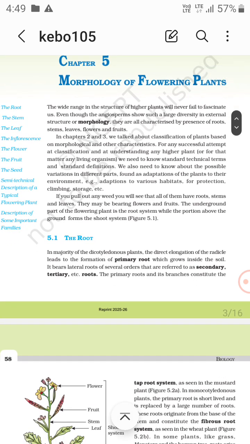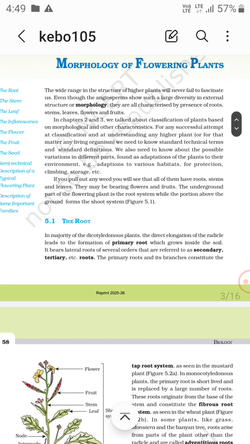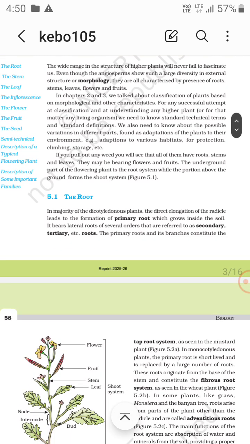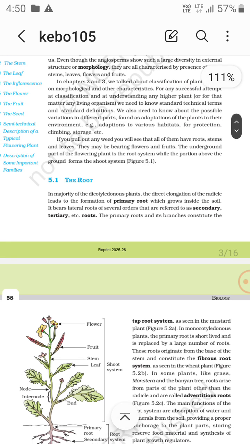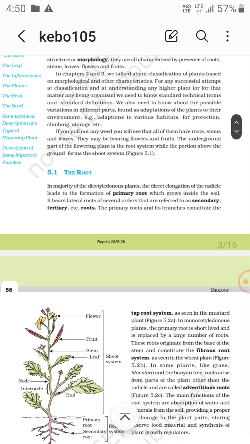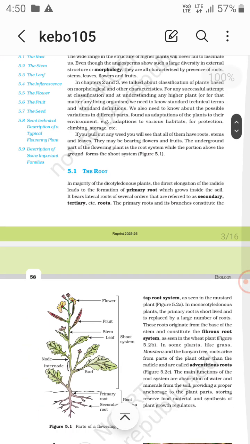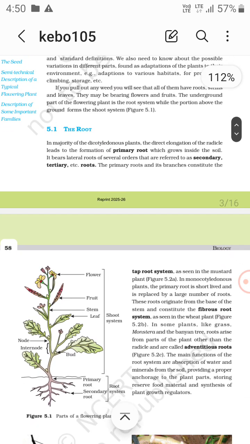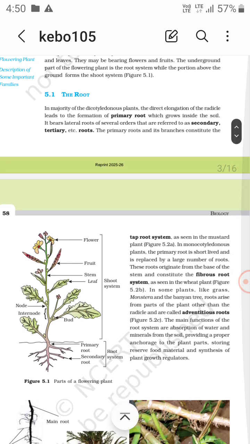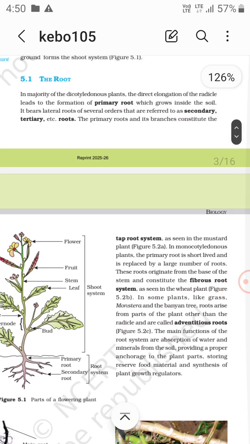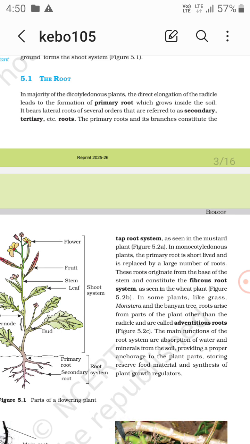Now all of them have roots, stems, and leaves. The underground part of the flowering plant is the root system, while the portion above the ground forms the shoot system. Now the root. You see the taproot system seen in the mustard, and the primary root divides into secondary and tertiary roots.